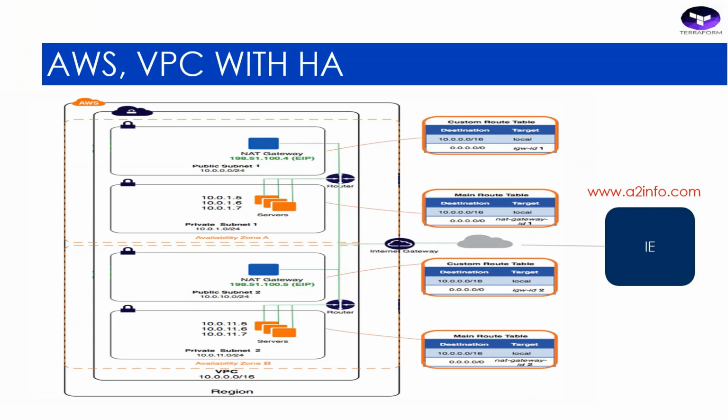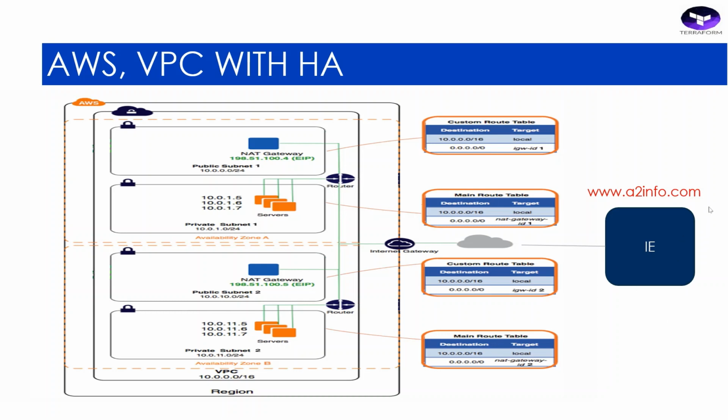Hello and welcome. In this lecture we are going to talk about the creation of an AWS VPC, an instance, a public internet gateway, a NAT gateway, a route table, followed by one instance which will be accessible with the help of Route 53, configured with www.a2info.com instead of accessing the public IP address.